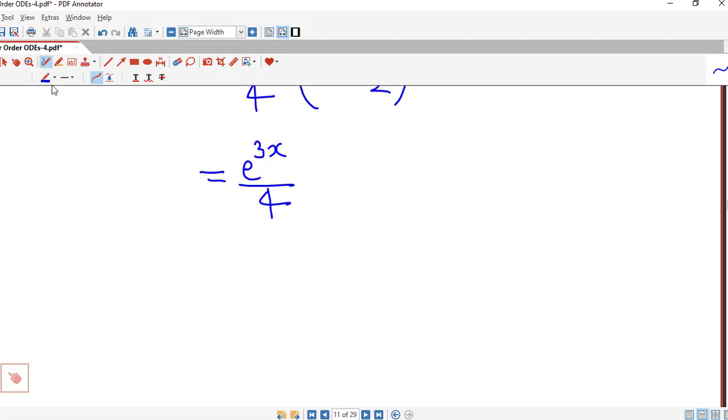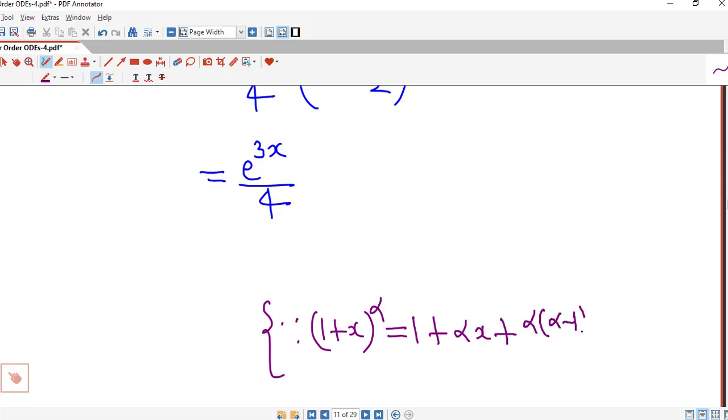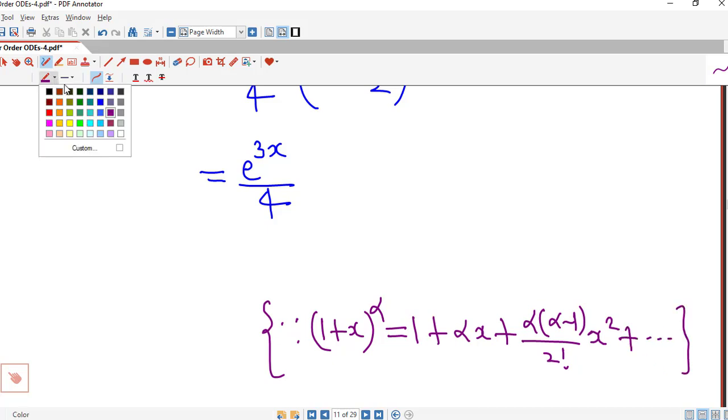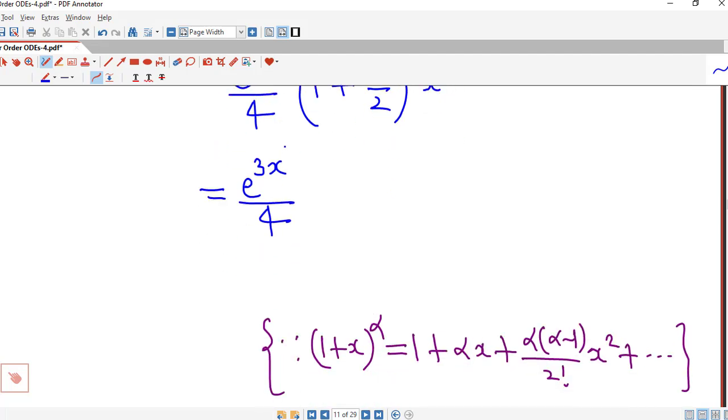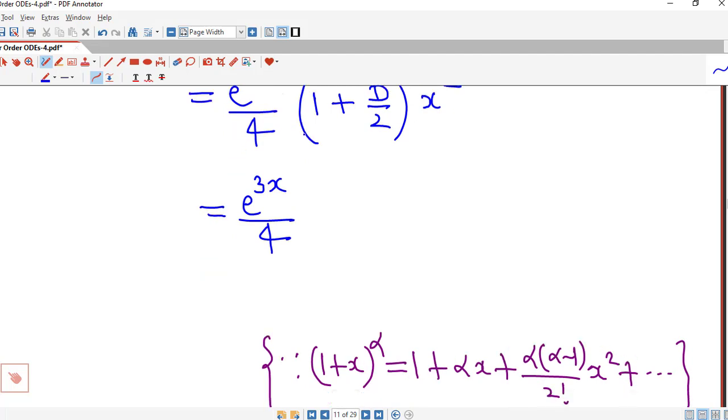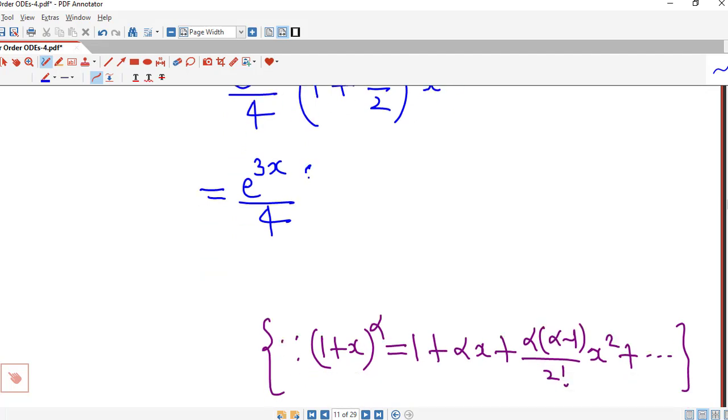So first we write here that formula which we discussed in the previous lecture. We know that 1 plus x raised to alpha equals 1 plus alpha x plus alpha into alpha minus 1 by 2 factorial x square, and so on. So we are now using this formula. Instead of x we have d by 2, instead of alpha we have minus 2. So the first term is 1 plus alpha, which is minus 2, instead of x we have d by 2.